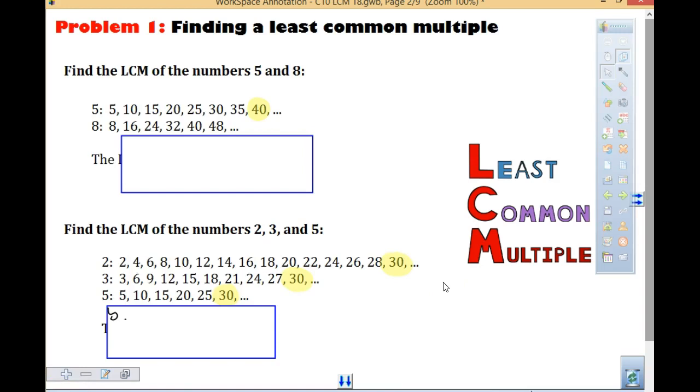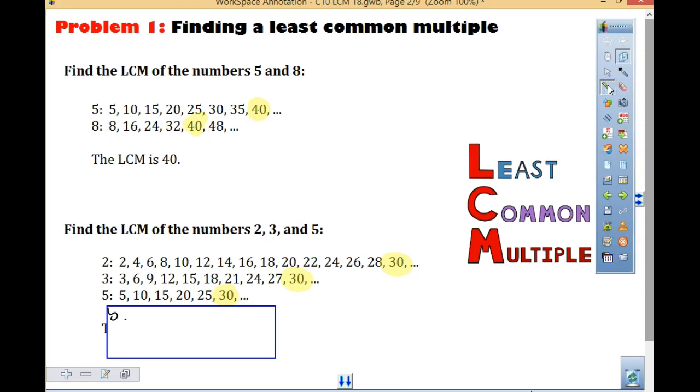The first thing that 5 and 8 have in common is 40, right? They have nothing before 40 that they have in common. So the first thing that they have in common when I make my list is actually 5 times 8, which means my least common multiple is 40. So right below that, make sure you write least common multiple is 40.